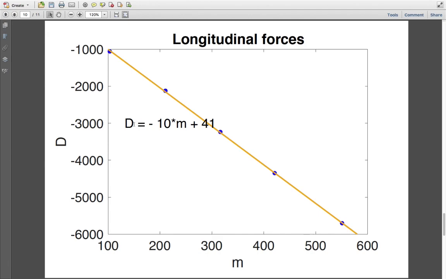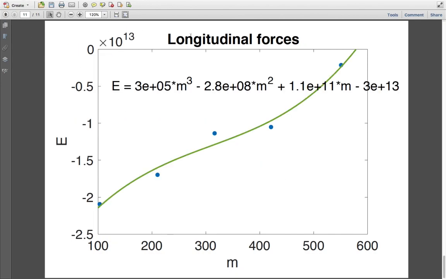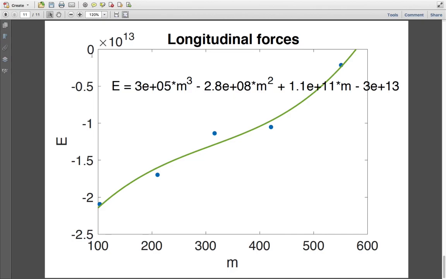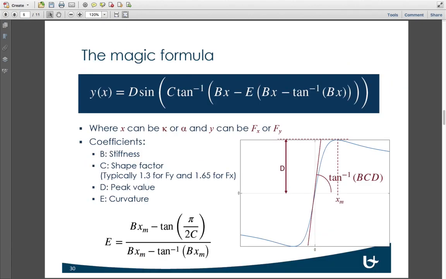The D coefficient for the longitudinal force is seemingly a perfectly linear equation, and again the longitudinal force E coefficient is a third grade equation. Alright, now we seem to have everything. We have these equations. Of course, we have to use the formula here to really describe the force as an output, be it the longitudinal force or the lateral force.